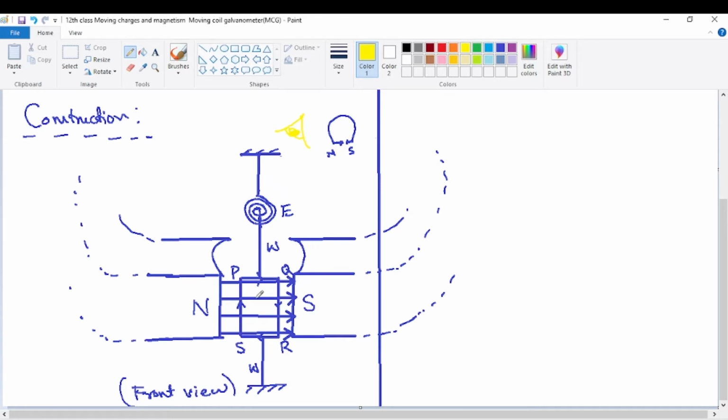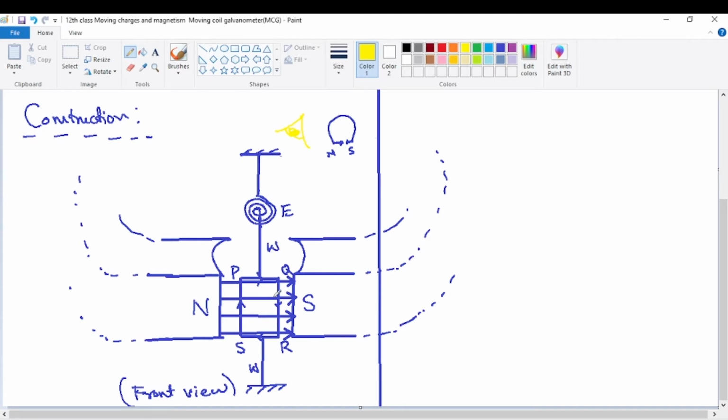So now the simple thing is the lines of force are directed from the north pole to the south pole. Now the coil is actually suspended between the two poles by means of, it can be seen here at the bottom one wire W, at the top also one wire along with some alphabet E shown here. That's actually a spiral spring.